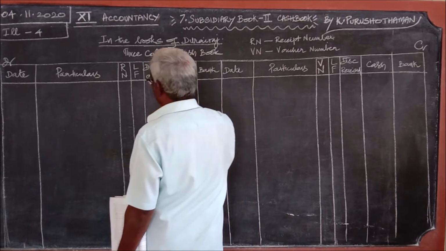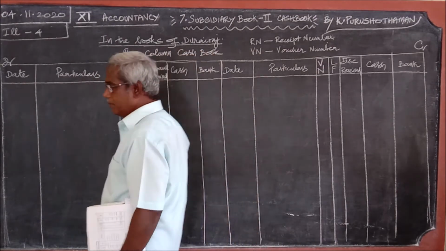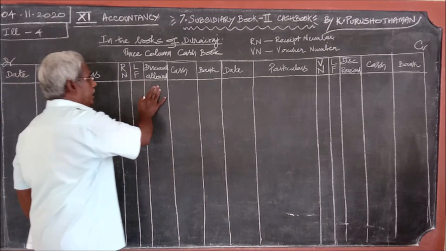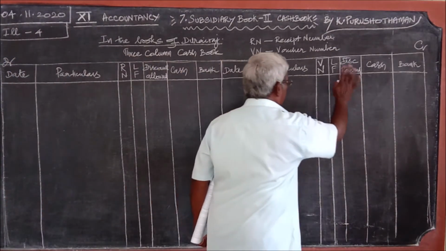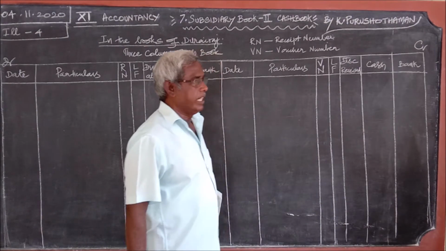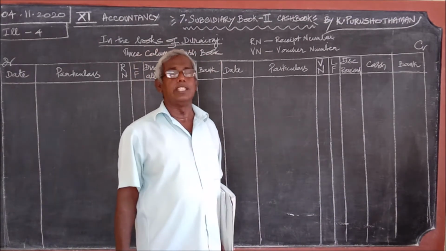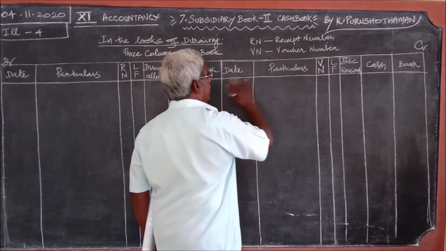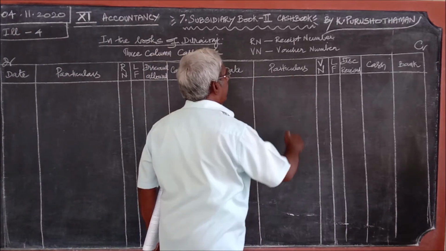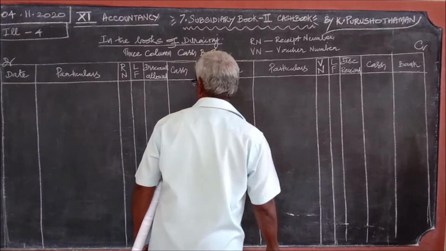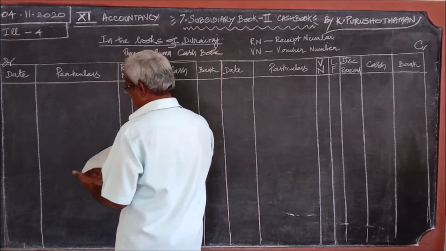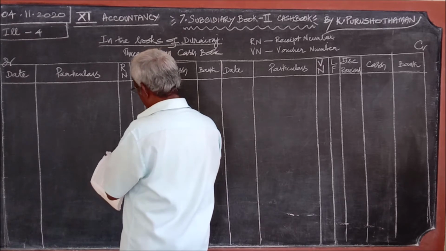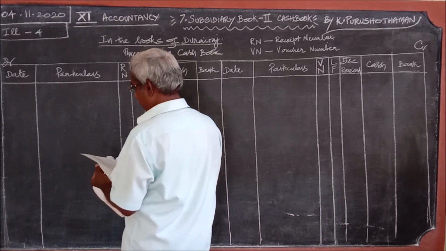If you have any confusion regarding this discount allowed and discount received, instead you can escape easily simply by writing the discount here. Here discount, here discount. By writing like that you can escape easily. Don't write on the opposite side, the different answer. By that you will be losing marks. Then we shall pass on to the question, that is illustration number 4.